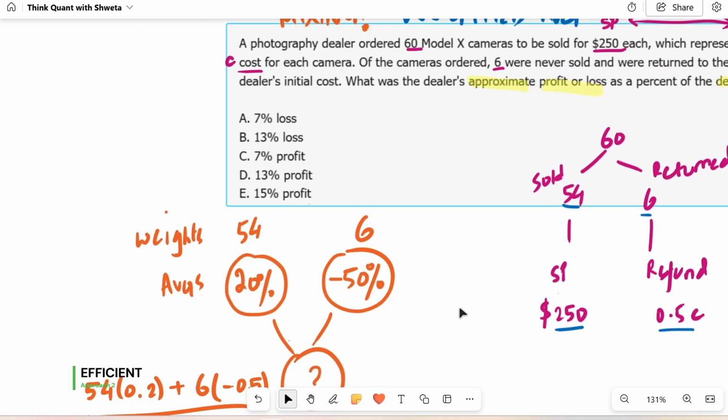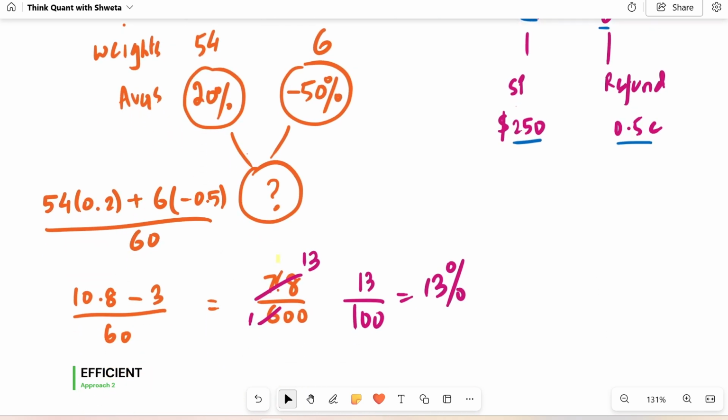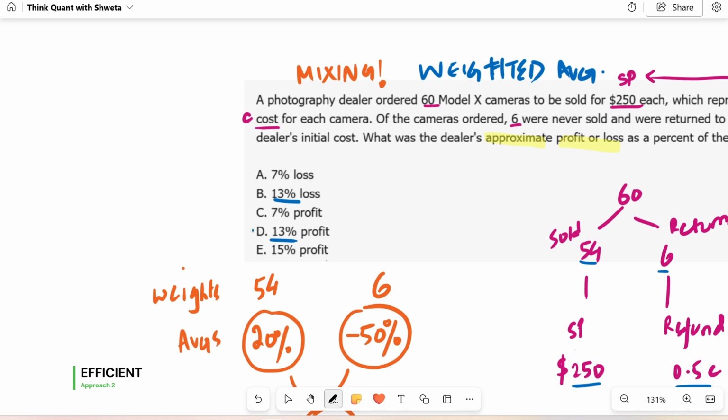Now, when I come to my choices, oh, I do see 13%, but I see it in two places: 13% profit or loss. What do you think will have more impact here? Will I have a profit or a loss based on all of this happening? Should I be guessing something like this? No, you already took negative 50 to show the loss. The final value you got was positive. You don't have to restart your entire thinking process. Positive means it's a profit. So the correct answer here is choice D.